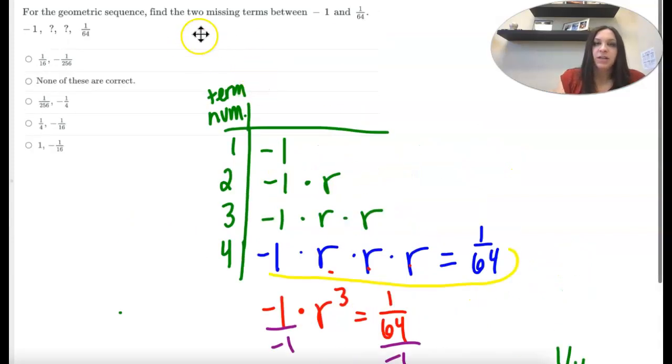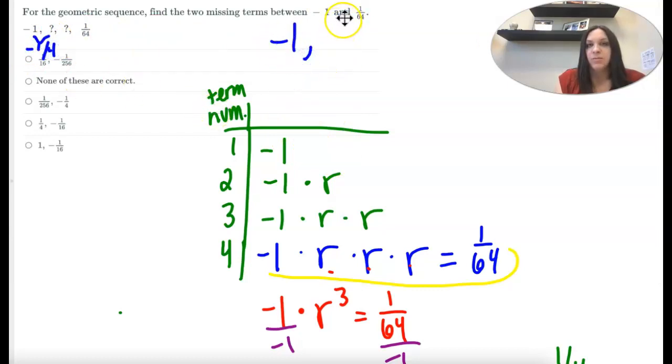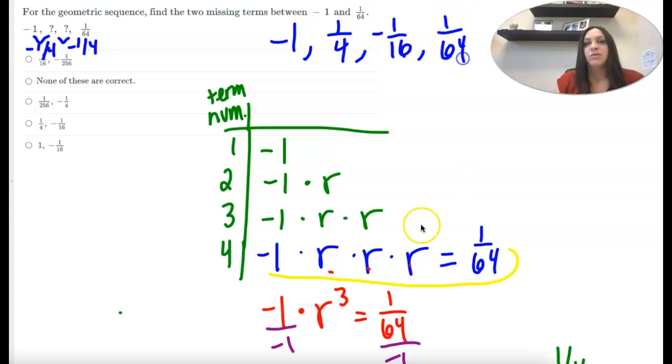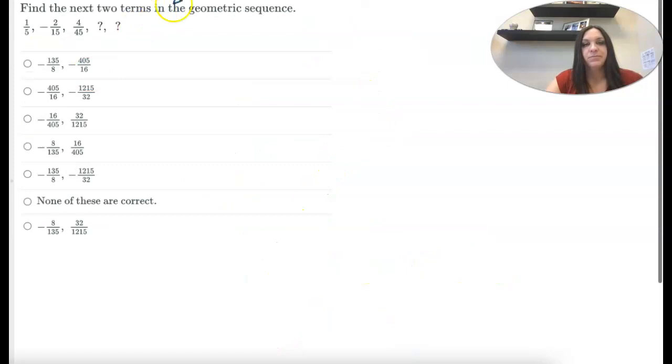So that's how I'm going to get from term to term. I'm going to take -1 times -1/4, which gives me +1/4. And then we're going to times by -1/4 again. So -1 over 16. And if you multiply by -1/4 again, you get 1 over 64. So these would be our two missing terms.